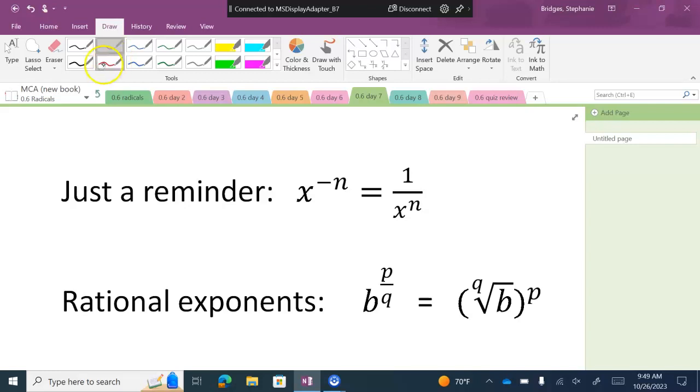is the root that we take. So if that denominator is a 2, we're going to take a square root. If that denominator is a 3, we're going to take a cube root. If it's a 4, we take the fourth root. And then that top number, the p, is going to be the power that we raise that number to, which is exactly what I have symbolized over here. We take the q root of b, and then we raise it to the p power. Thank you.